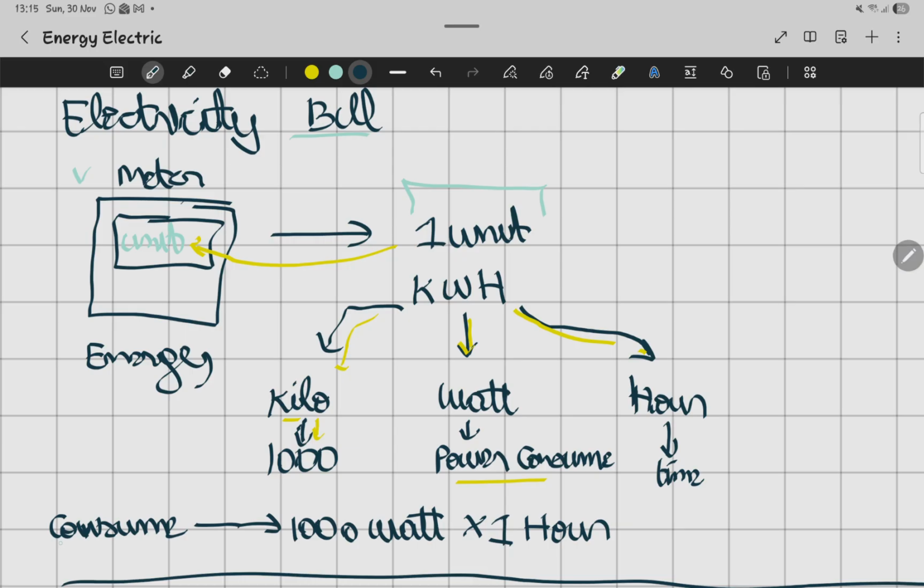And in simple terms, the energy consumed equals 1000 times the power consumed times the time. So I can even write it in this way. It's the kW that you see here.